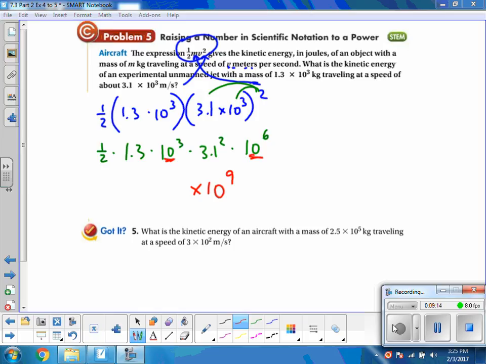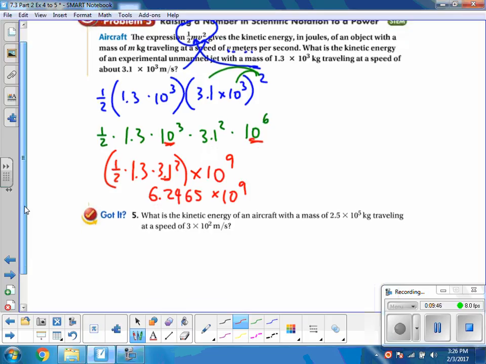And then on this side of it, I've got all these pieces. I've got 1/2 times 1.3 times 3.1 squared. And if I multiply all those together, 0.5 times 1.3 times 3.1 squared, but I'm going to make sure that the 3.1 is the only thing that's being squared. In this case, I get like 6.2465 times 10 to the 9th.